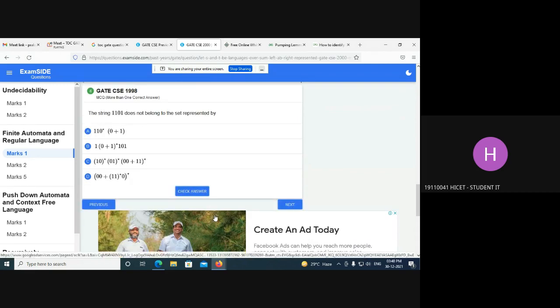You say the answer for this: the string 1101 does not belong to the sets represented by which choice? அதாவது கொடுத்துருக்கிற சாய்ஸில் எதில் 1101 வராது. Kindly check and say.